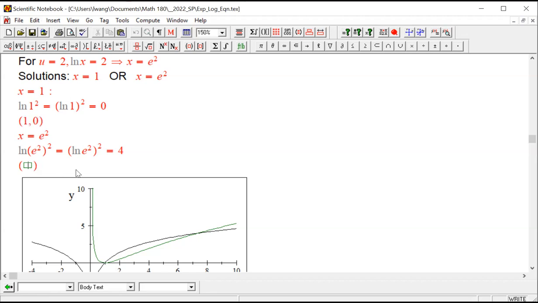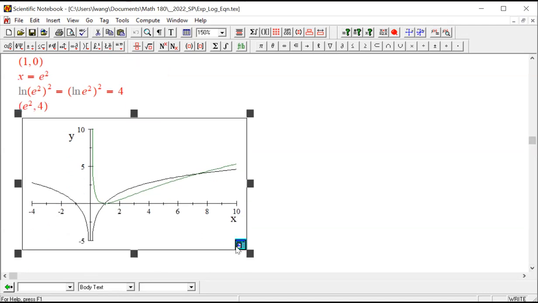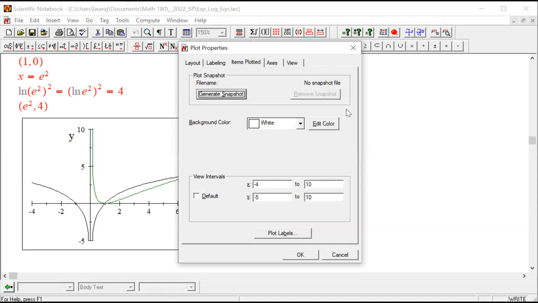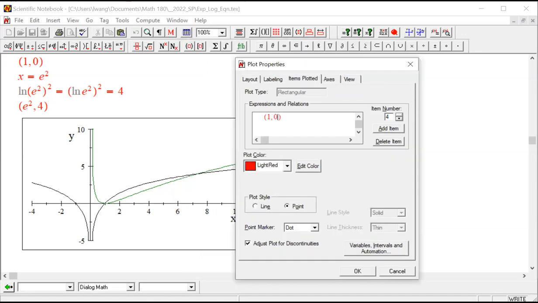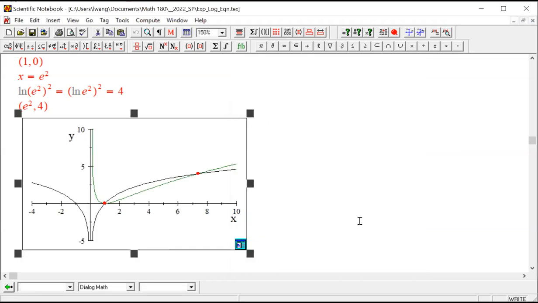And the second one is input is e squared, and the output is 4. Okay. So these are the 2 points that we're going to put on the graph. Okay, we got 2 solutions. Isn't that interesting? So this is 1 dot. There's another dot, which is 1, 0. There. Right?